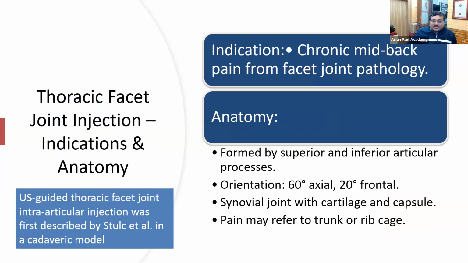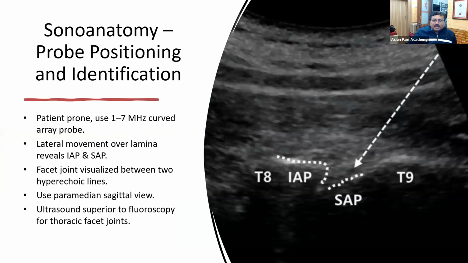And what are the indications for the facet joint block? Mainly chronic mid-back pain from facet pathology. Now, the facet is formed by the superior and the inferior articular processes, which are 60-degree axial and 20-degree frontal, and it is a synovial joint with cartilage and capsule, and pain may refer to the trunk or the rib cage. Ultrasound-guided thoracic facet joint intra-articular injection was first described by Suttle et al. in a cadaveric model.